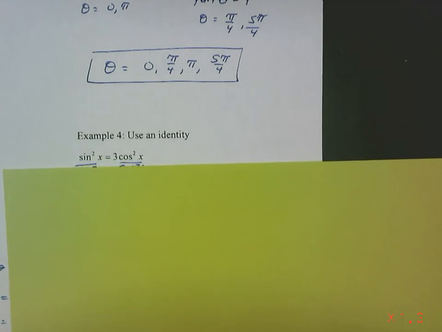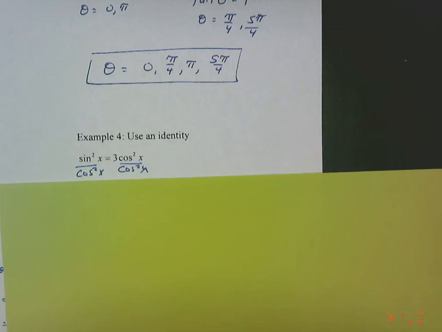So in this case, I have sine squared x equals 3 cosine squared x. I can't factor it even though I have sine and cosine. So I'm going to use an identity on this one, and there are several different ways you can do this. You could use the Pythagorean identity and replace sine squared with 1 minus cosine squared. You could still use the Pythagorean identity and replace cosine squared with 1 minus sine squared. In this case, I'm showing you how to divide by cosine squared x.